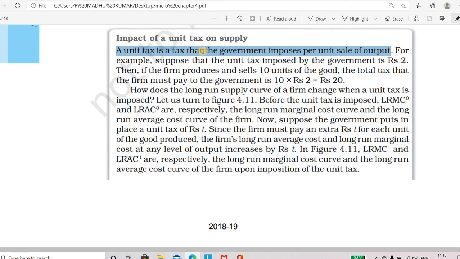Here is an example. Suppose that the unit tax imposed by the government is rupees 2. For 10 units of the good, the tax will be 10 into 2, that is 20. Then the total tax from that production is 20. Then how will it affect the supply curve and the LRMC or LRAC curve? Before the unit tax is imposed, where will LRMC and LRAC be, and after imposing the tax, where will they shift? That we can study.